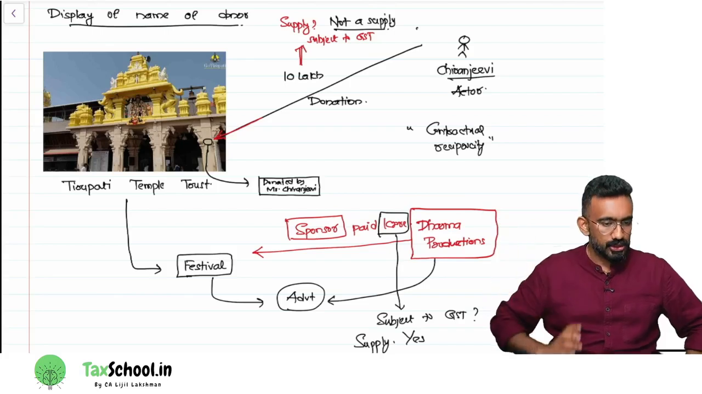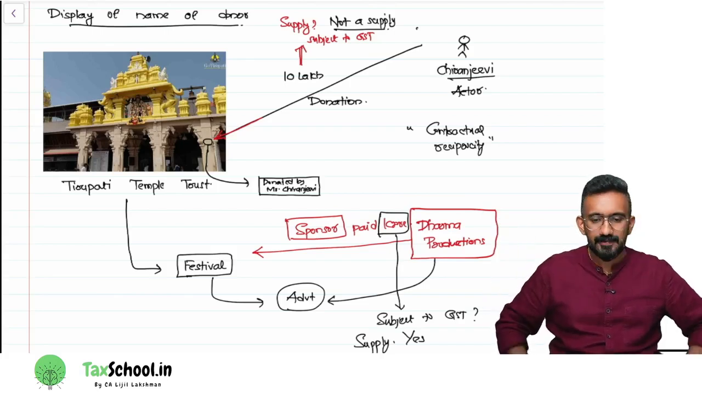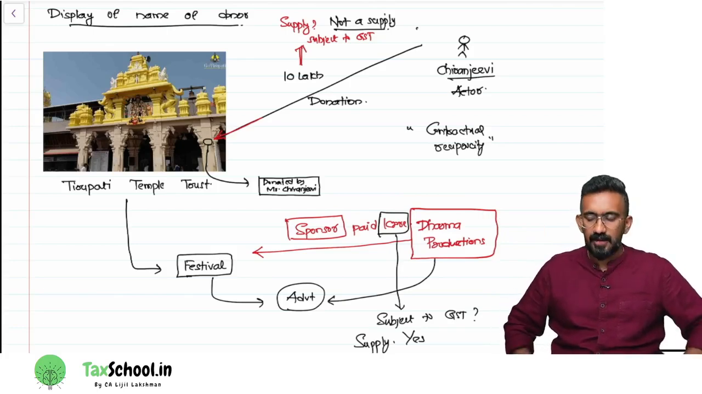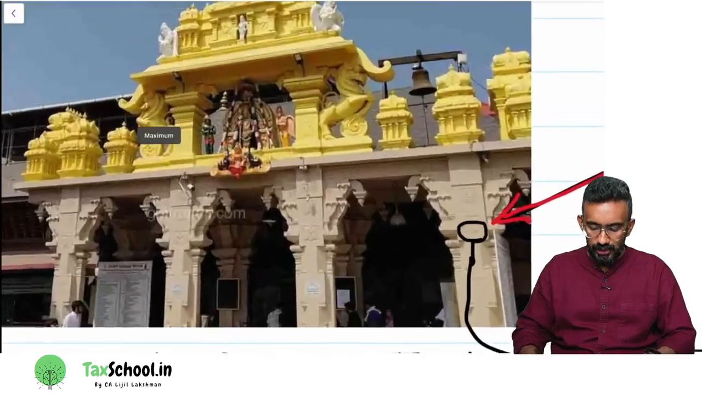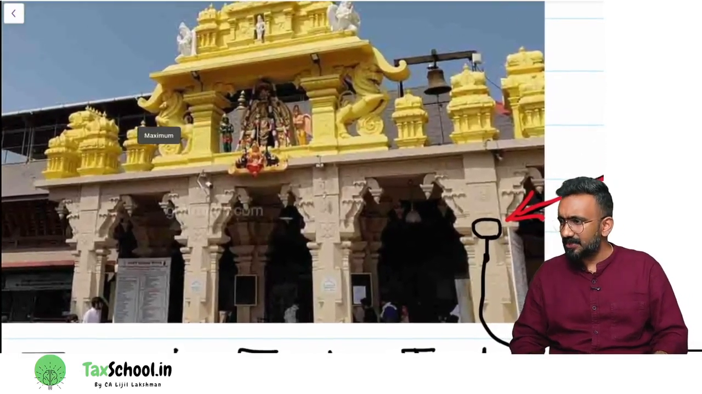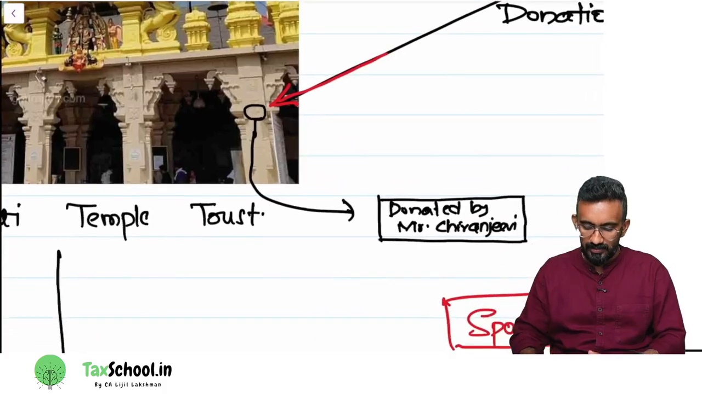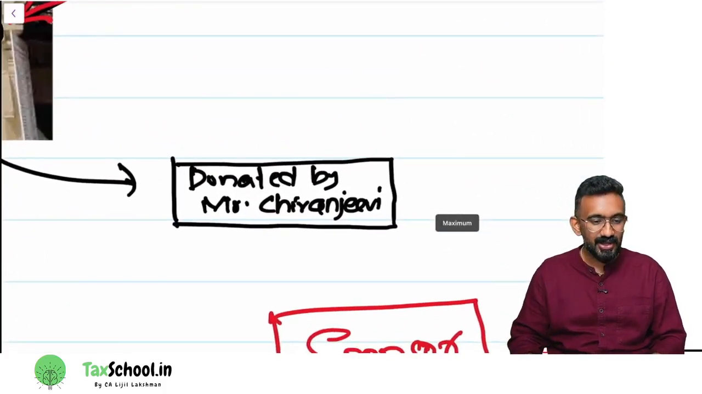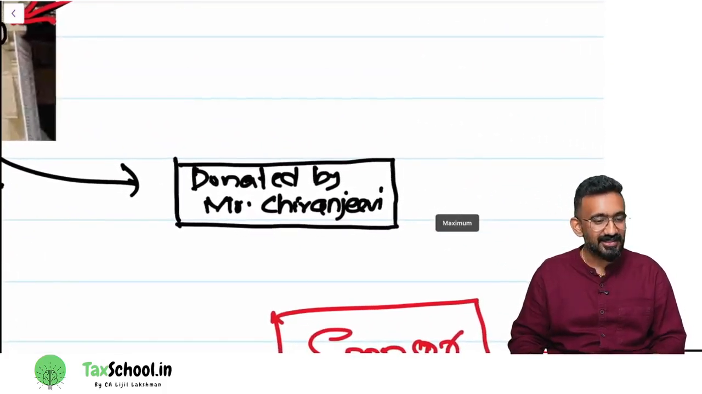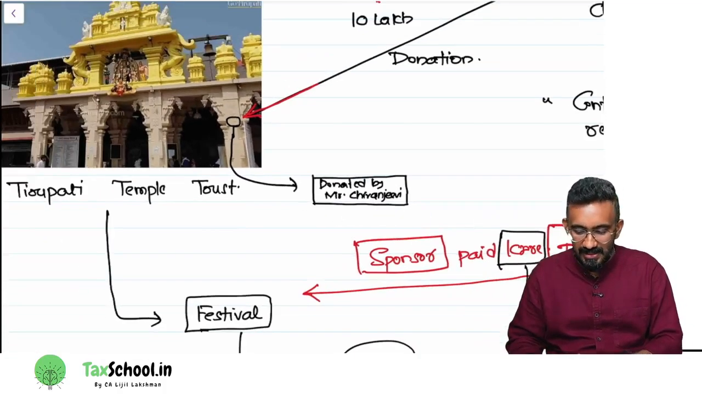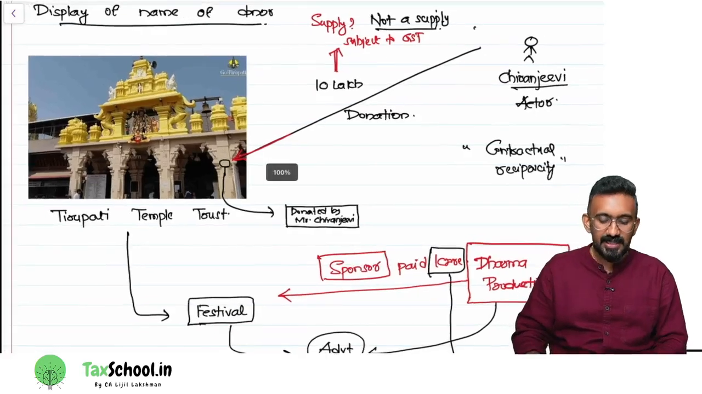10 lakh rupees donation was given by Chiranjeevi Garu. After getting the donation, what the Tirupati Temple Trust has done, after building the Mandapam, which you can see here, is write something on the pillar. Okay, you're not able to read it now, don't worry, I have zoomed it for you. What have they written? Donated by Chiranjeevi. They have written it like that. Right? Question is this. Chiranjeevi has given 10 lakh.